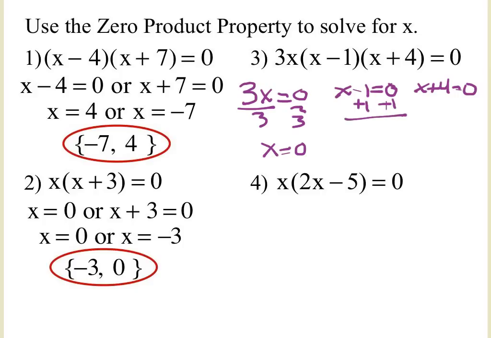I don't really need to do this, I know it in my head. And then I know that the last one's going to be x equals negative 4. So it's 0, 1, and negative 4. Usually I put these in order from least to greatest. I don't know why I didn't that time.